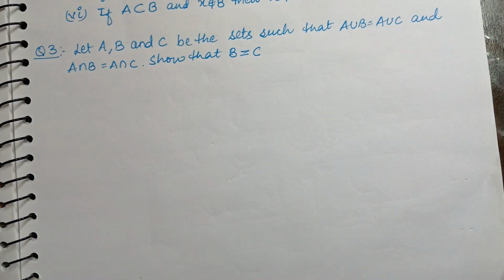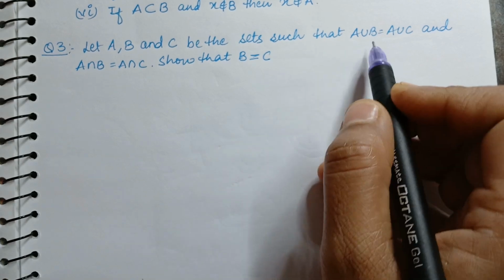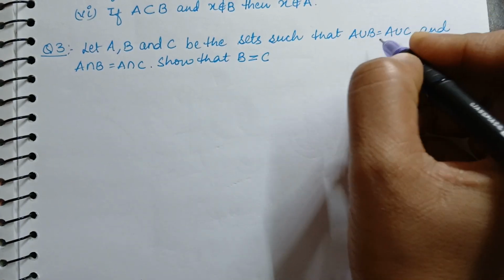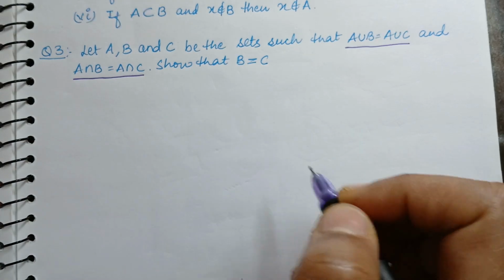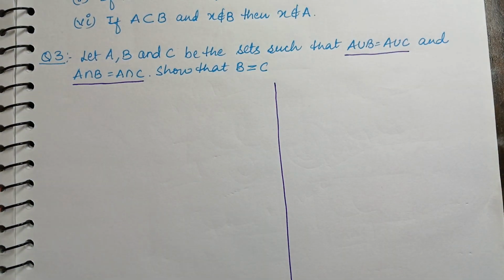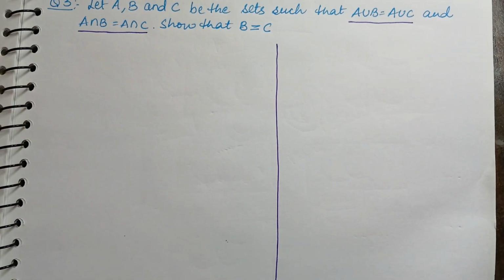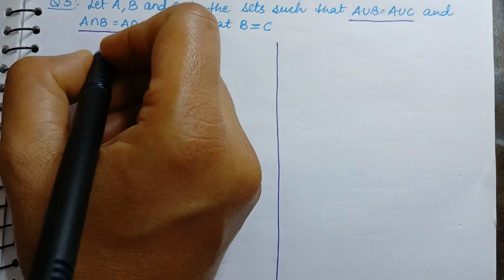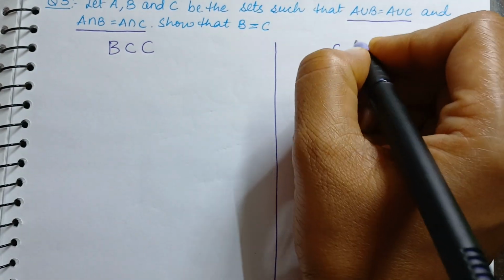Now question number 3. Let A, B and C be sets such that A union B is equal to A union C. So this is given to us, and A intersection B is equal to A intersection C is also given to us. We have to show that B is equal to C. Now to show B is equal to C, we have one method which we always use. We have to show B is contained in C and C is contained in B.